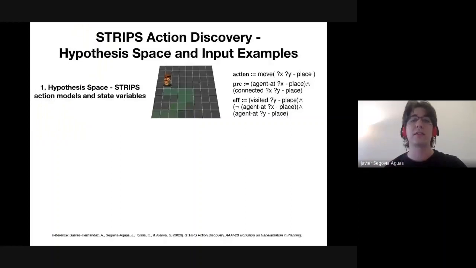Let's pose the problem. We have this hypothesis space of STRIPS action models and state variables. And we have this grid where we have an agent that is moving, and the aim is to visit all cells in the grid. We would like to learn some action like this one, like move in the grid, where the cells or places are adjacent one to the other. And the input examples will be something like this, where we have multiple traces or trajectories, where we have this initial state and these goal states.